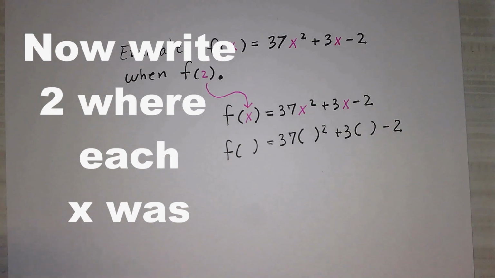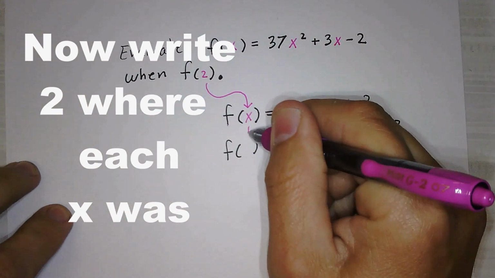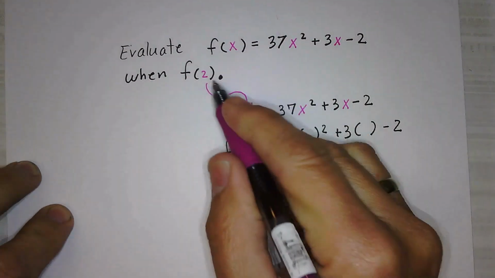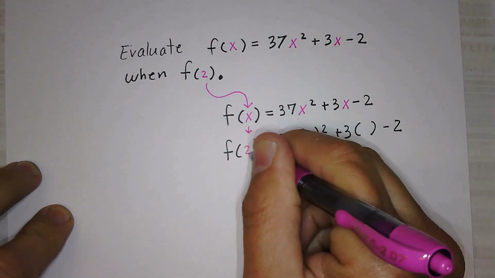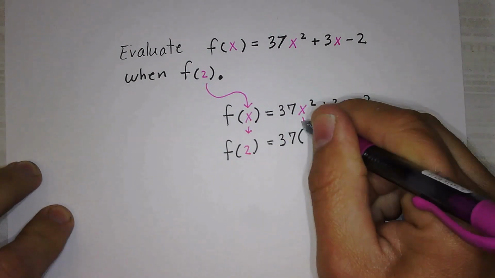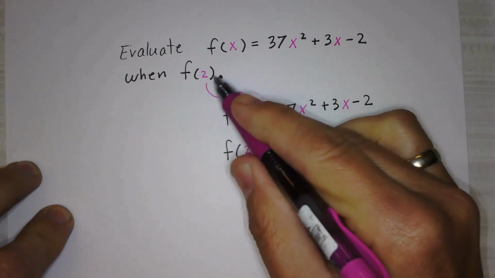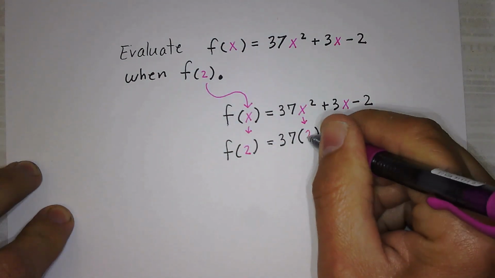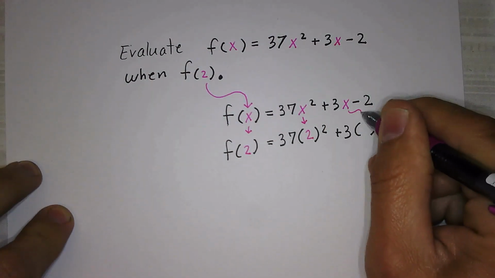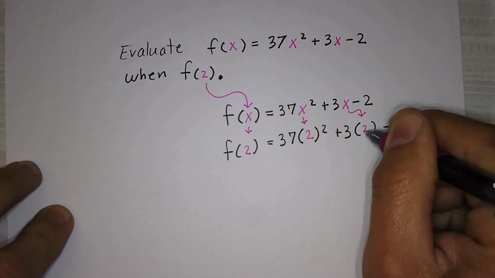Now we're just simply going to fill in each parenthesis with a value of 2, which is the element of the domain that we are evaluating. So I put a 2 in for that x, a 2 in for the next x that's being squared, and then a 2 in for that final x.